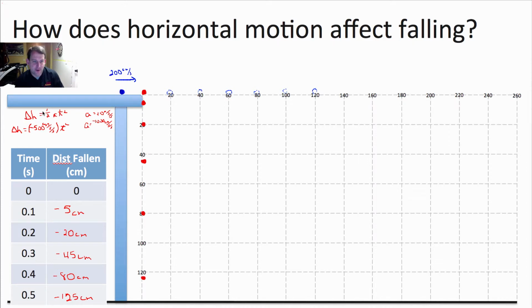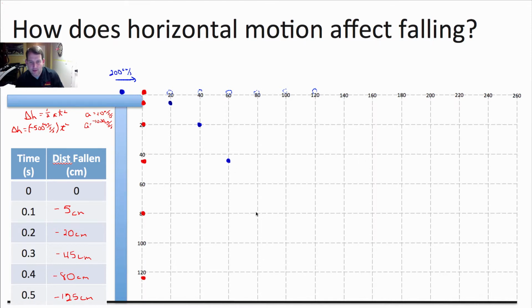Now this tells us, though, that if there was acceleration, it would change its height by 5 centimeters in the first tenth of a second. So instead of being here, it's going to be 5 centimeters below that. It's going to be here. And instead of being here, it's going to be 20 centimeters below. It's going to be here. It's going to be below where it was. This is the effect gravity is having. And then this one would be here.